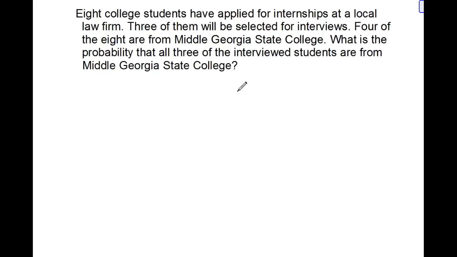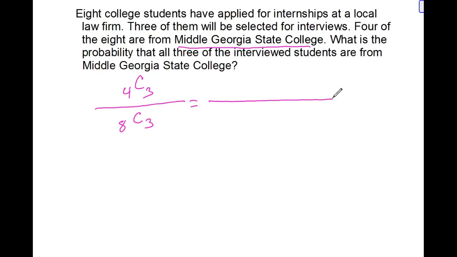We can identify it as the numerator is what we're looking at, which are those from Middle Georgia State College. So we have 4 of those, and we're going to choose 3 of them. The denominator is still our total number that we're looking at. So we have 8 students, and we're going to choose 3 of those. And so I have this fraction here, and each combination is going to look a little bit differently.